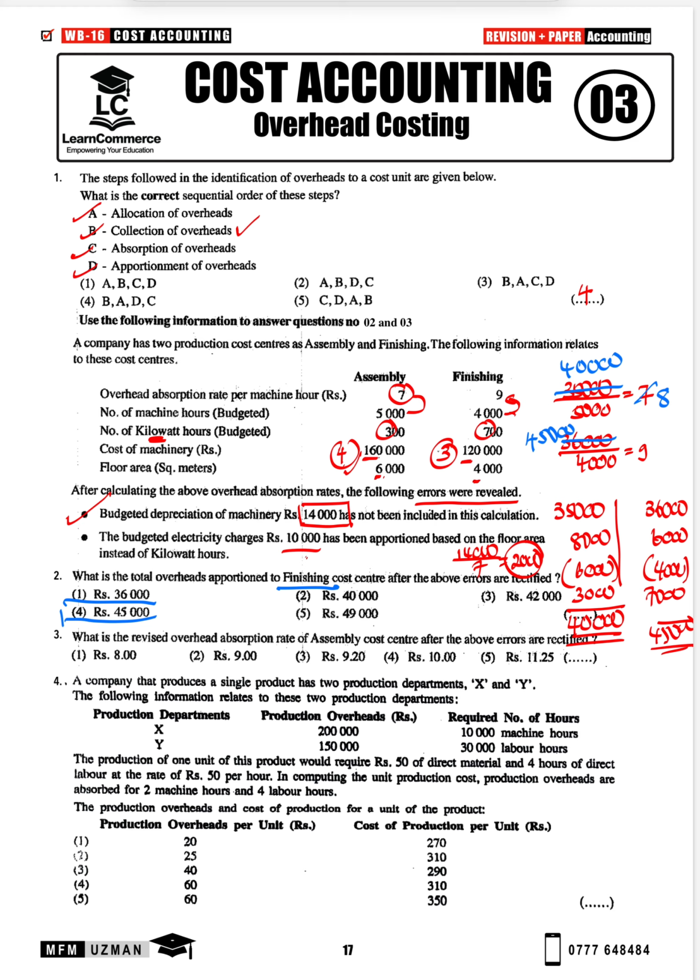The revised overhead rate in the assembly department is equal to 8 rupees. I hope you all understood that.